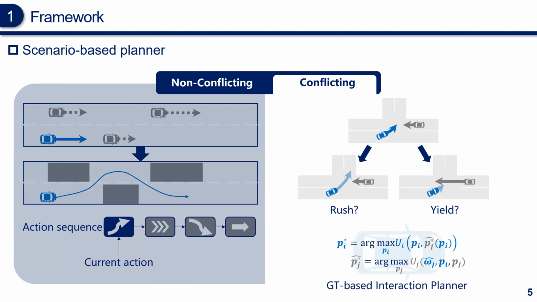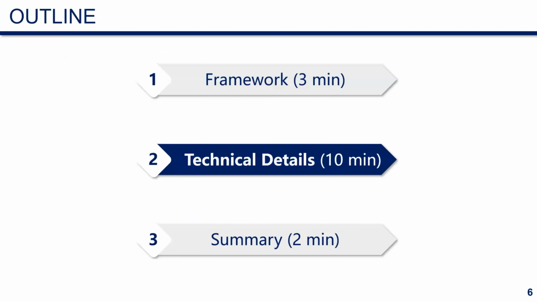In the conflicting region, we are concerned about whether our ego car should yield or rush, and we use a game-theoretic model to make decisions in these cases. Speaking of which, thanks a lot for the very good recall of game theory from Leon, as our planner is partially game-theoretic. And then I will give some technical details about this planner.